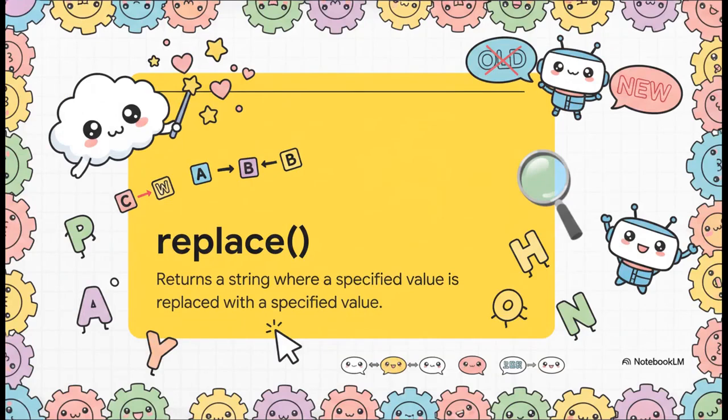The absolute workhorse of this category is the .replace method. I mean, the definition is simple, but don't let that fool you. This thing is a beast. It just zips through your whole string, finds every single time a piece of text shows up, and swaps it out for whatever you tell it to.